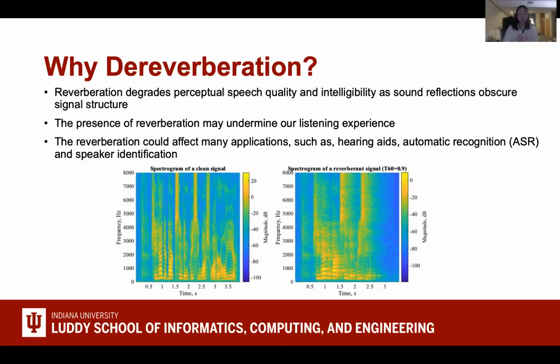Here are two spectrograms, from a clean signal and a reverberant signal. We can see that the spectrogram of the reverberant signal on the bottom cannot be seen as clearly as the clean signal. That's why we want to make it look as clear as the clean signal and make it easier for people to listen.